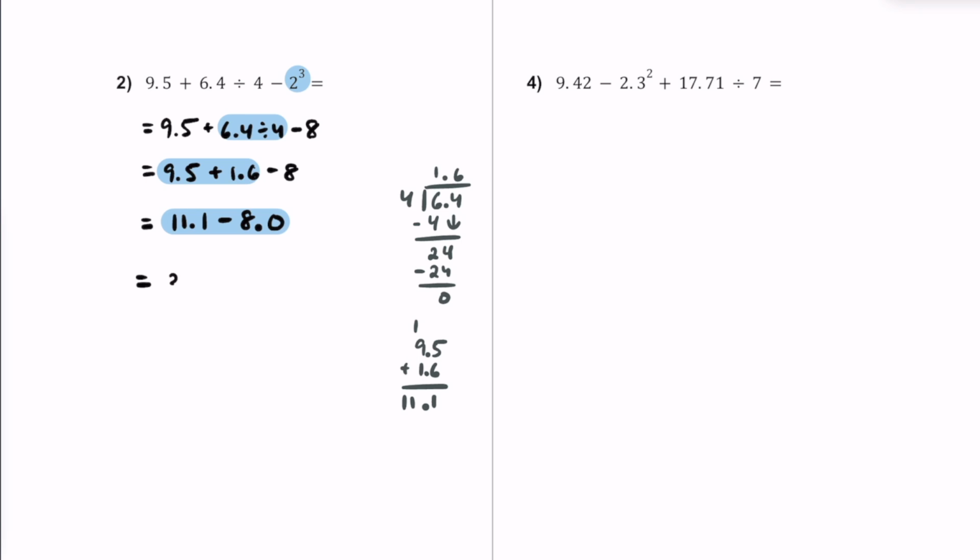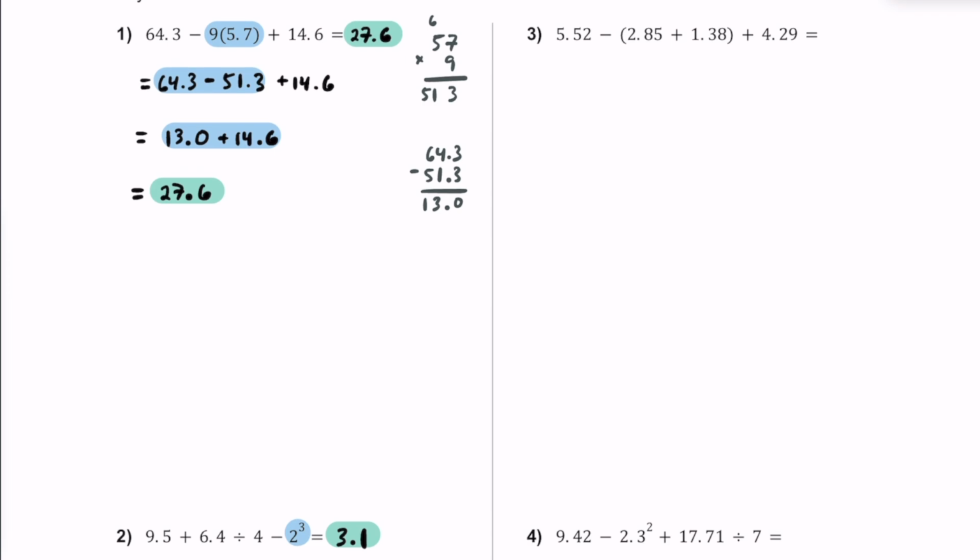11 minus 8 is 3 because we can just subtract the whole numbers. Then 1 minus 0 is just going to be 1. So we're really looking at an answer here of 3.1. So I'm going to go ahead and write that right over here. And that should be our answer. All right. For number 3, let's check this one out here.